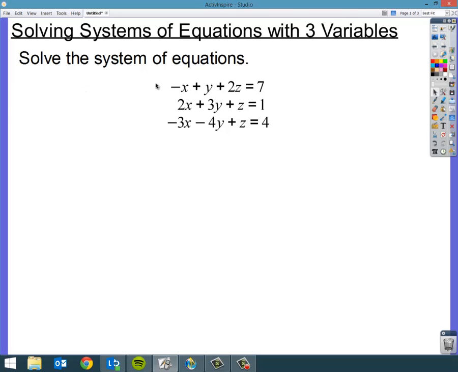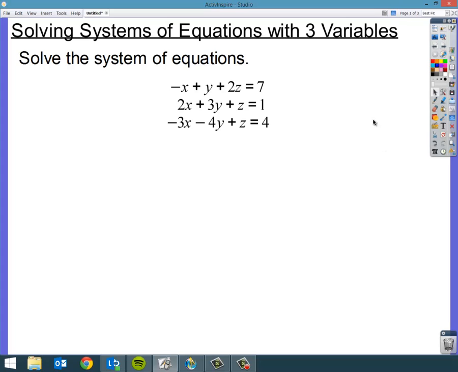Solve the system of equations. So what you should notice is different about this is obviously we have three equations and we have three variables. If you remember the last lesson on systems of equations, one of the guidelines that we had was that the number of variables and the number of equations needs to match. So we have three variables, three equations here. The only thing that's really different here is we're adding this variable z.